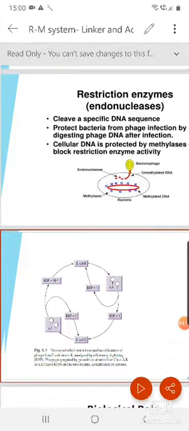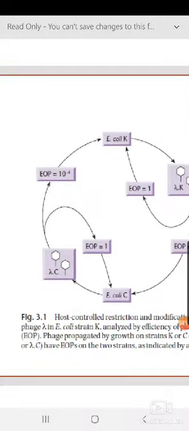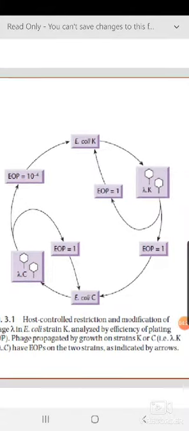Bacteriophages are there. Now, what is actually happening? Here I'm going to show you that this restriction and modification system is a host controlled restriction and modification system. Let us describe it using two different E. coli strains: E. coli K and E. coli C. The lambda phage which is grown on E. coli K, we name lambda K. The bacteriophage grown on the E. coli C strain is named lambda C.